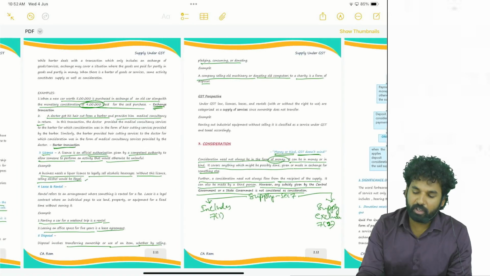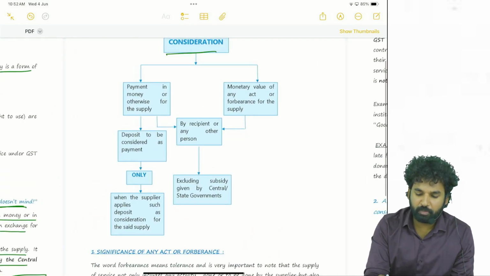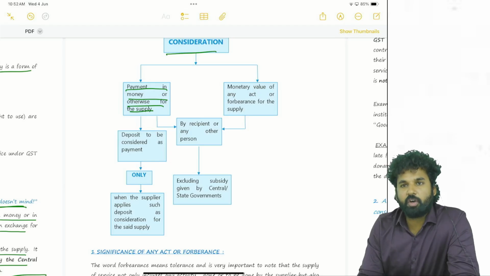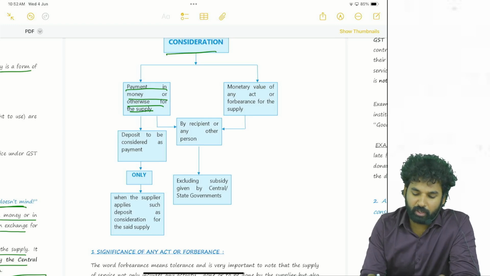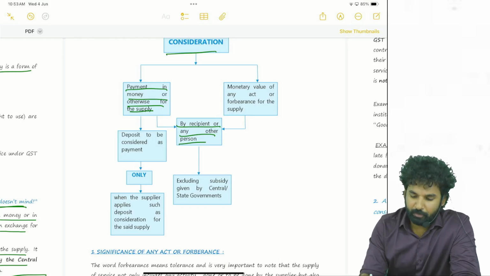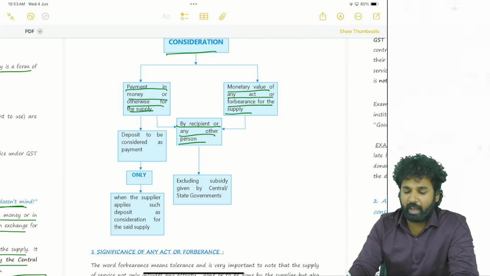We will see the formal definition of consideration here. See here, consideration is a payment in money or otherwise for the supply. So it may be payment in cash or it may be payment in any kind. Next, monetary value, and by a recipient or any other person. Consideration may be paid by the recipient or any third party. And monetary value of any act or forbearance for the supply.